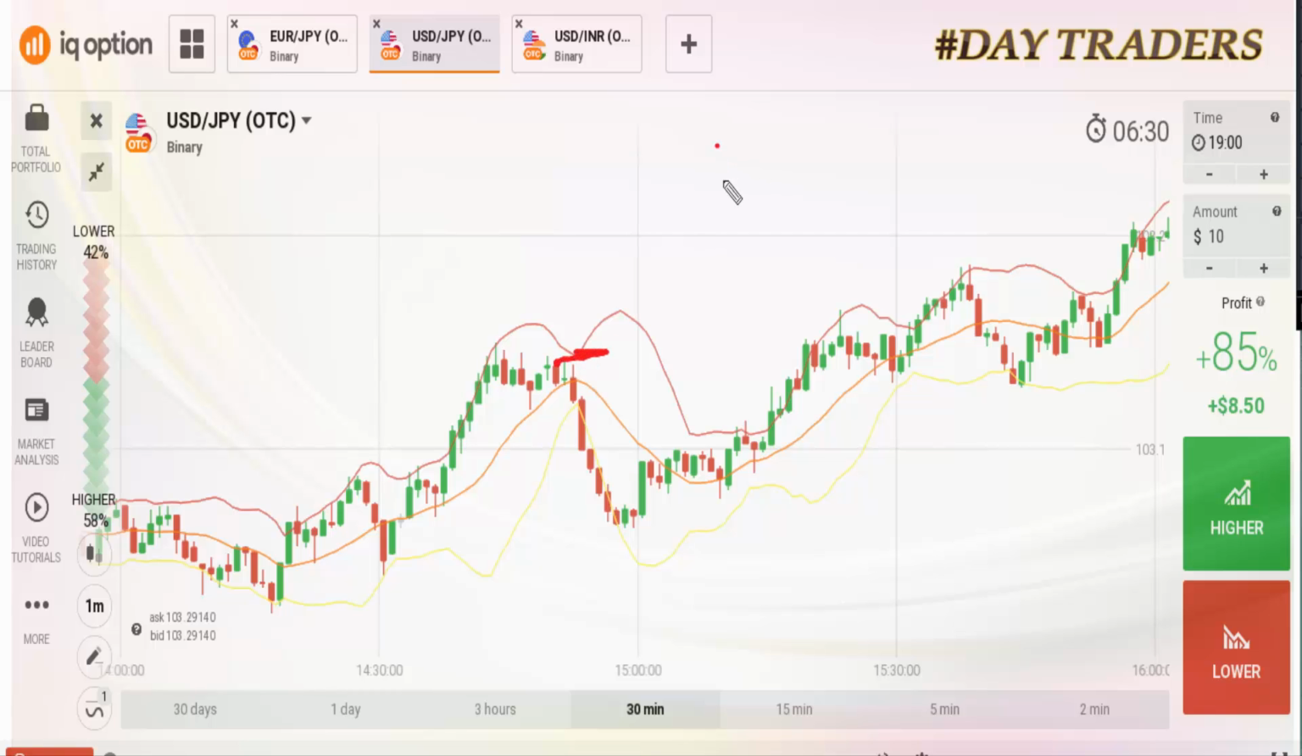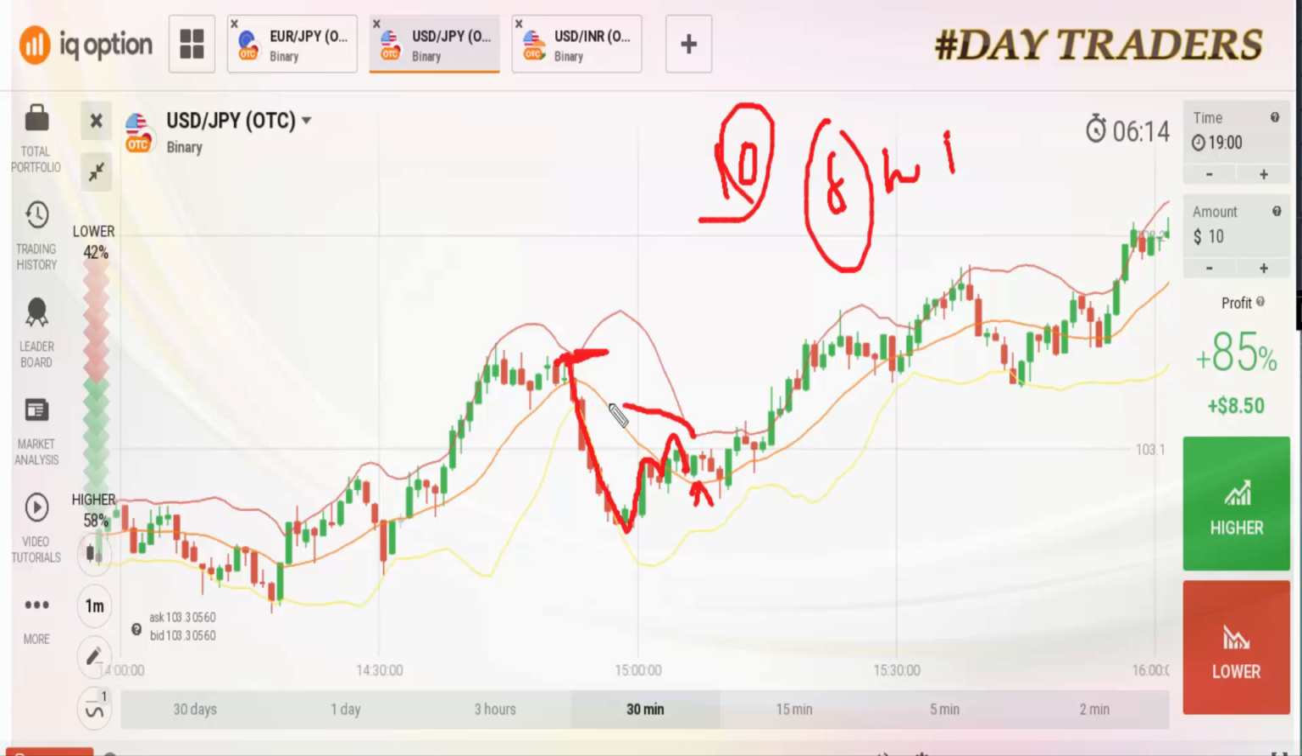You can place 10 trades, at least 8 trades are winning with this strategy. Okay, and it's going from resistance level to support level, after breakout candle closing at the level, you can try to place a higher option only the first time. Okay, this is only a buying strategy.